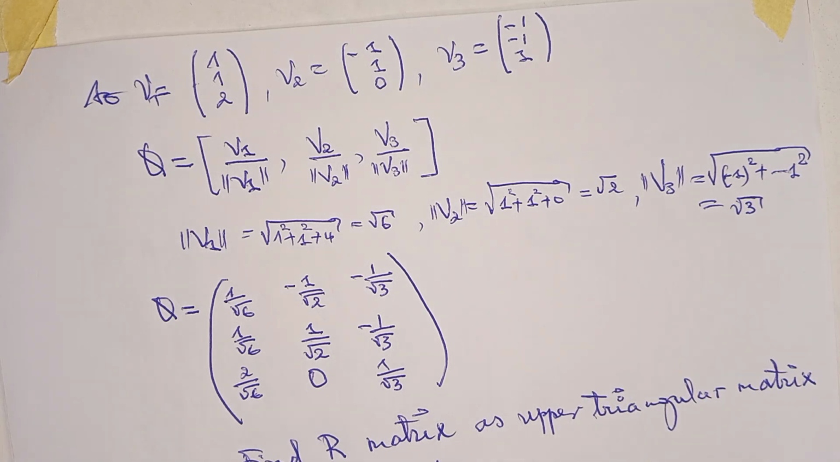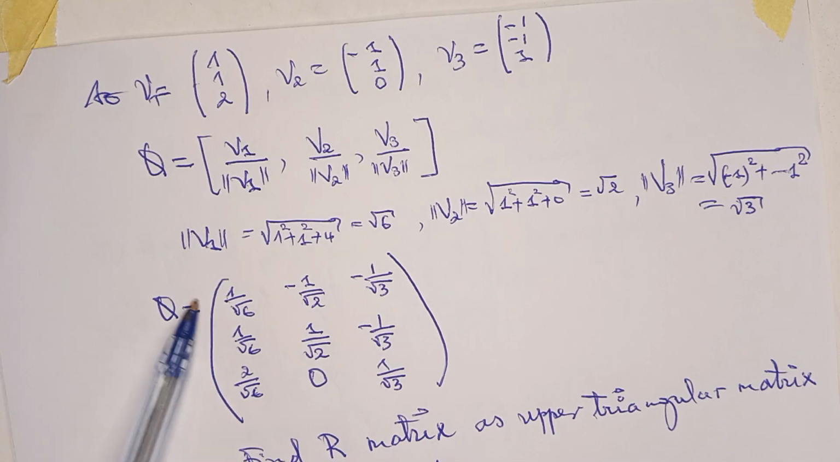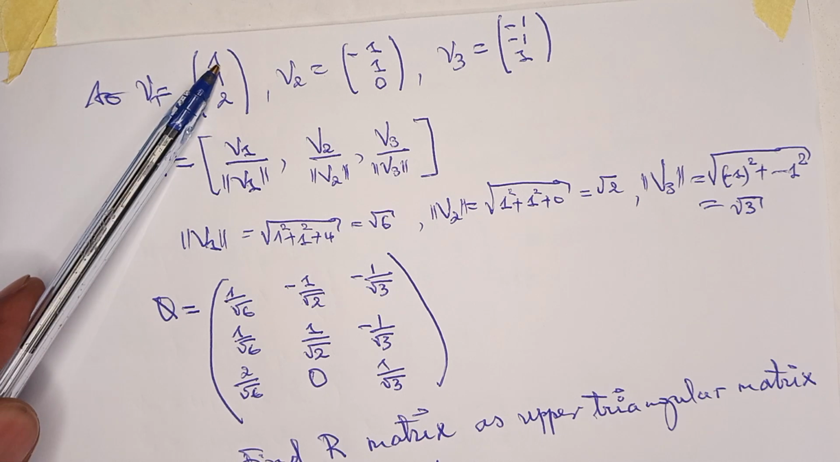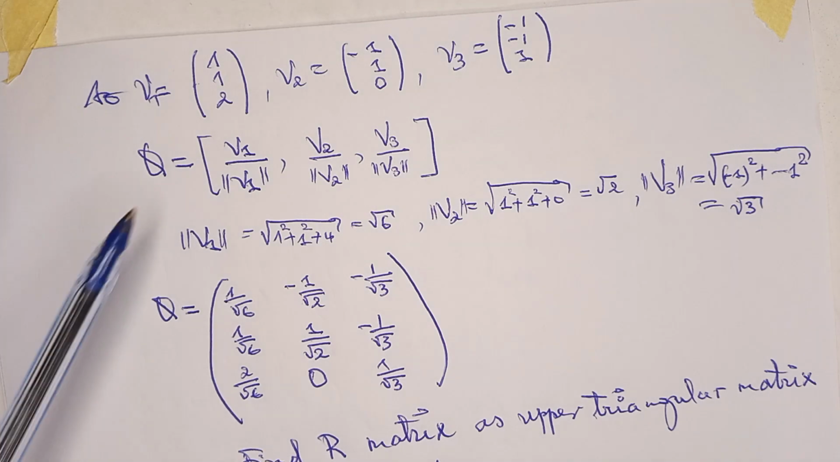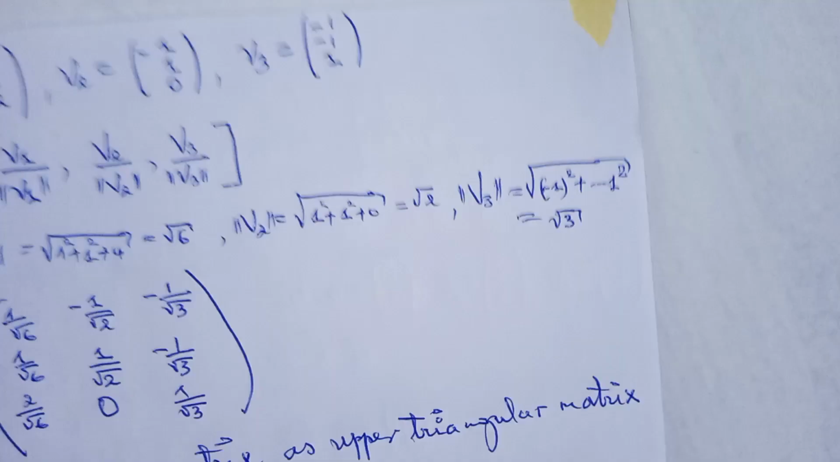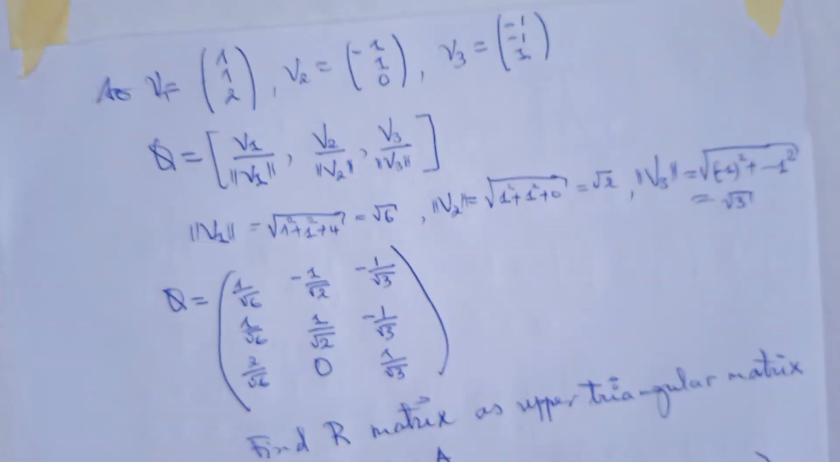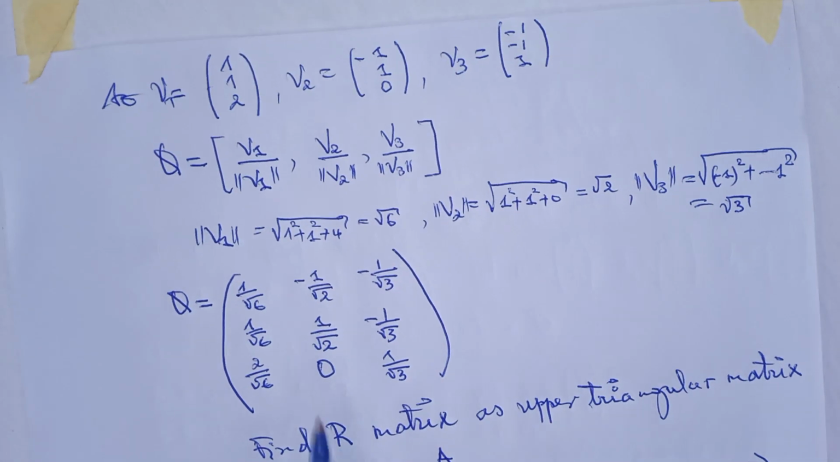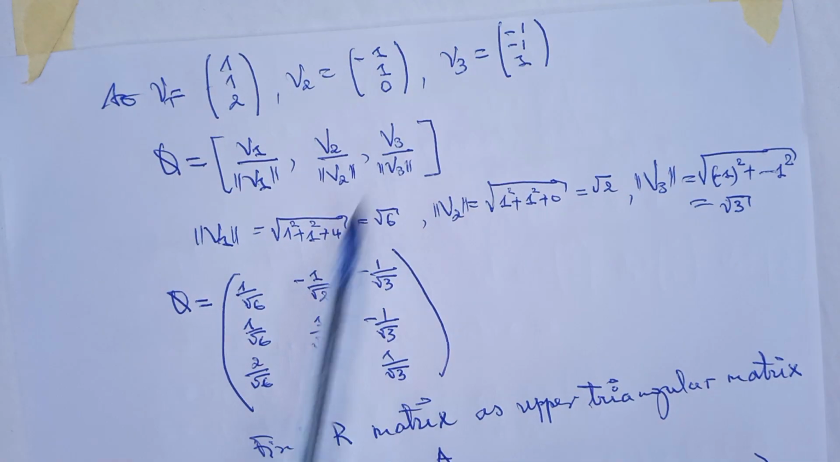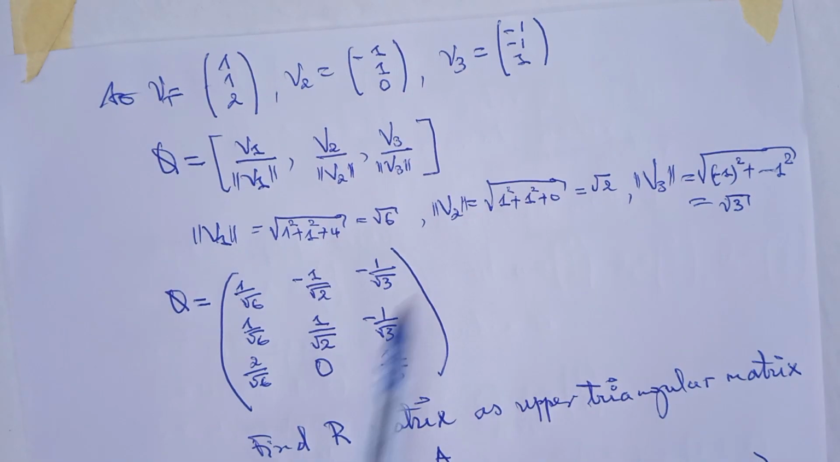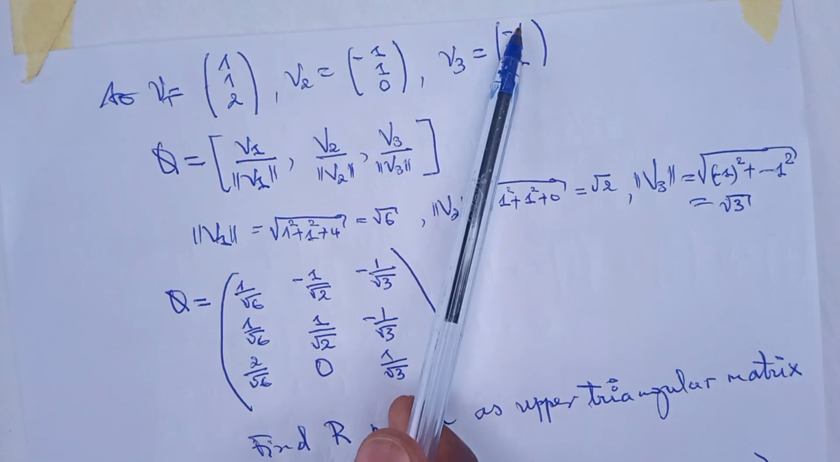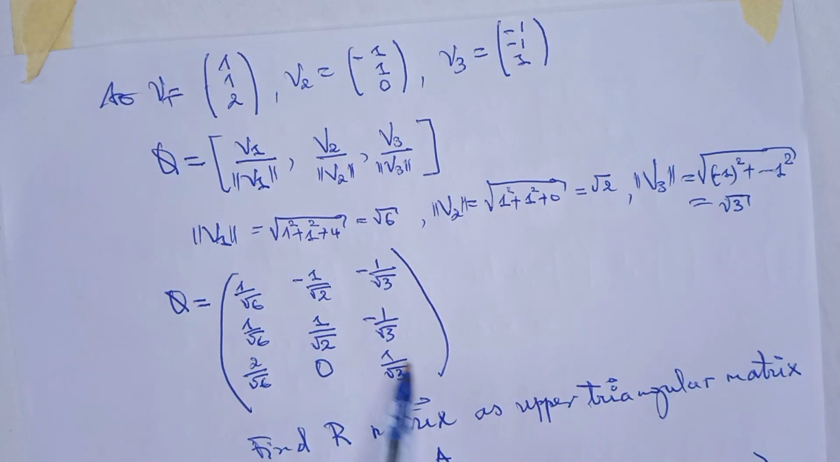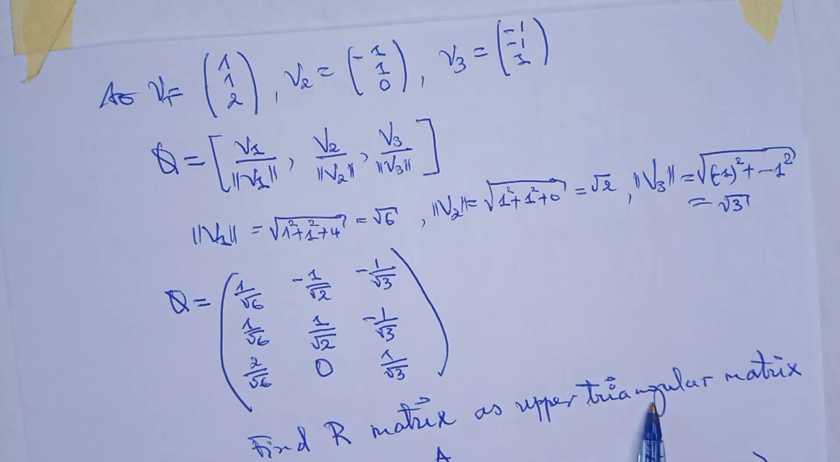So then we can compute our Q. Q is equal to, as we said, columns: the first is 1 over root 6, and so on, with 1 over root 6 for the other entries. For the second column, you get -1 over root 2, 1 over root 2, then 0 over root 2 is 0. For the third column, -1 over root 3, -1 over root 3, and 1 over root 3.